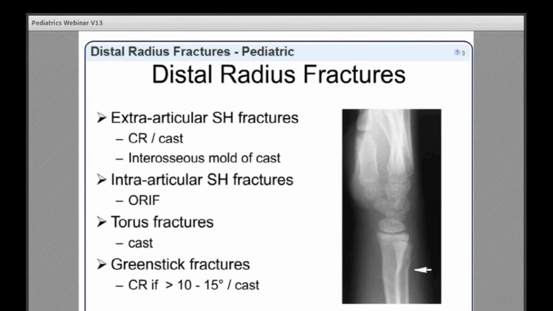Intra-articular Salter-Harris fractures typically require open reduction and internal fixation. Torus or buccal fractures can usually be treated with either a short arm cast or even removable splinting. Greenstick fractures typically require a reduction if there's greater than 10 to 15 degrees of deformity, as this does not remodel.